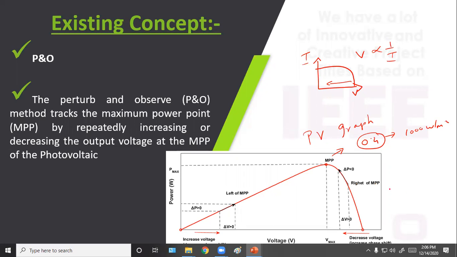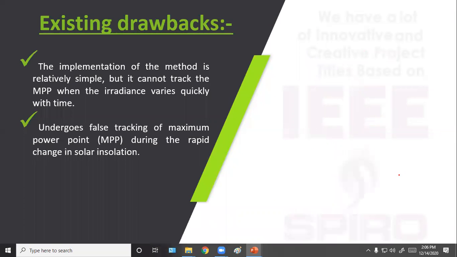But drastic or dynamic changes in the solar irradiation lead to false tracking. It's a major drawback of the P&O algorithm. So the existing algorithm's drawback is false tracking, and with quick irradiation changes the tracking of the maximum power also varies. It is a major drawback of the existing system.